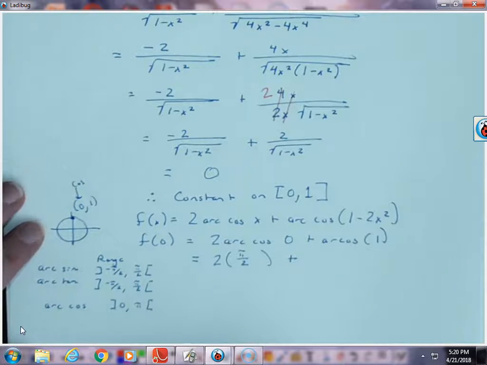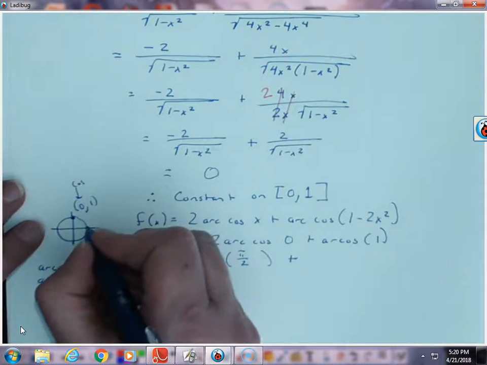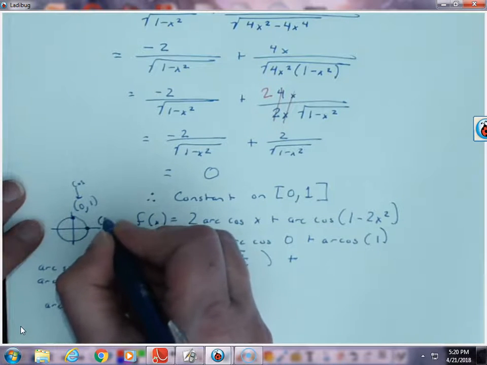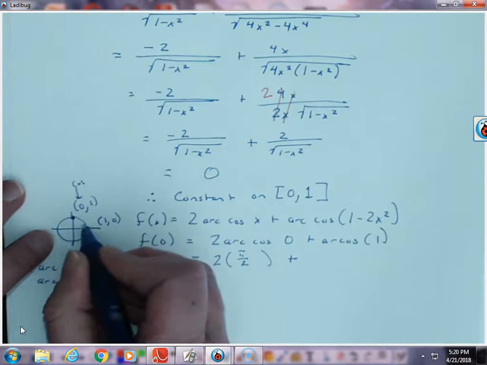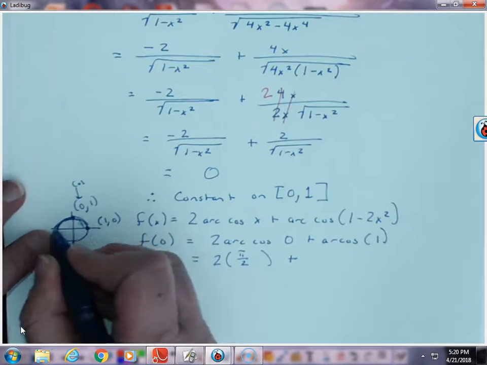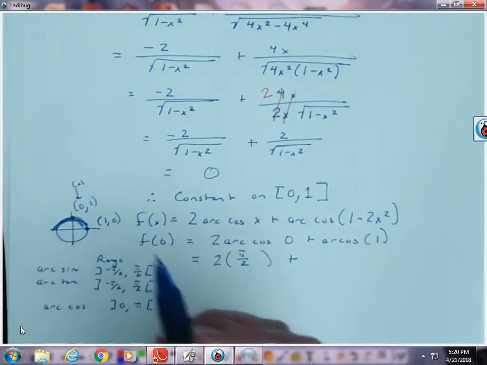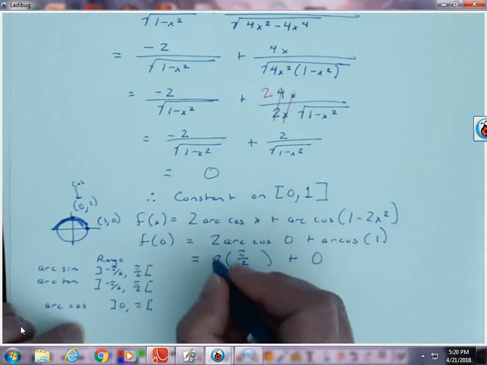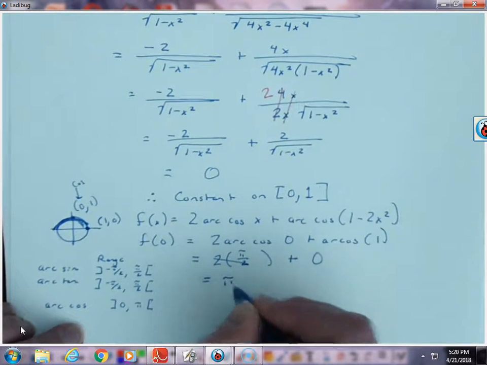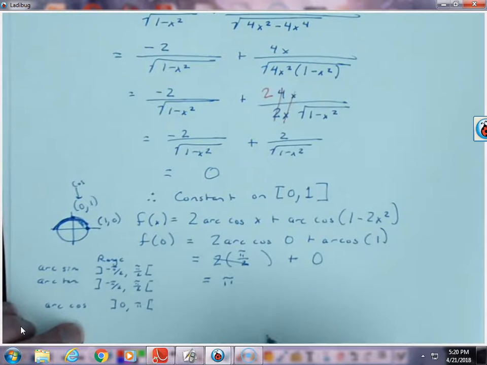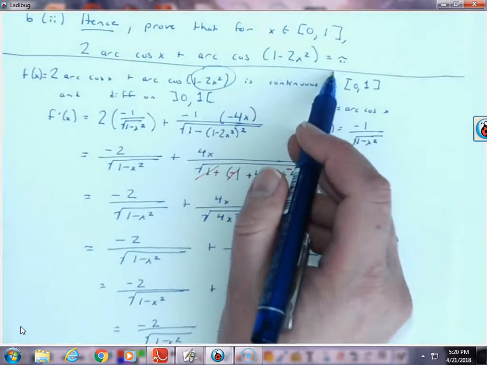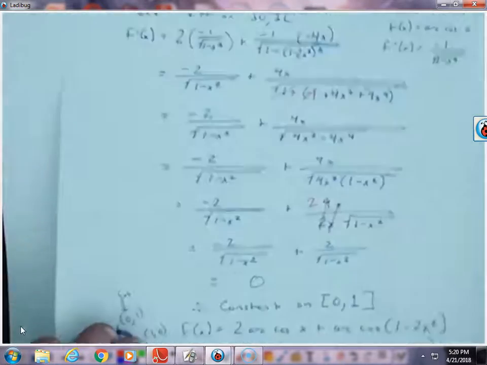And then we're looking for the angle whose cosine is 1. So we look over here, looking just between here and here. Okay, we're looking for an x value of 1, and that occurs at 0. So we get pi. And that means that this function is always at a constant pi, which is what we were asked to prove. So you can write that statement again if you want to or not.